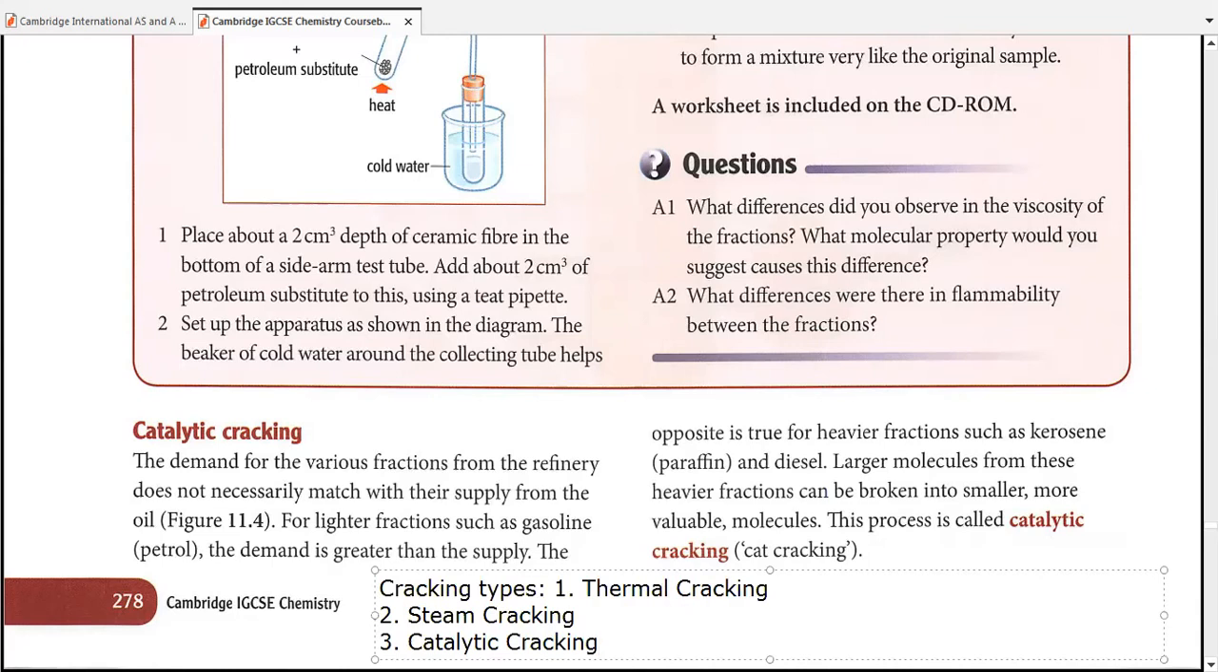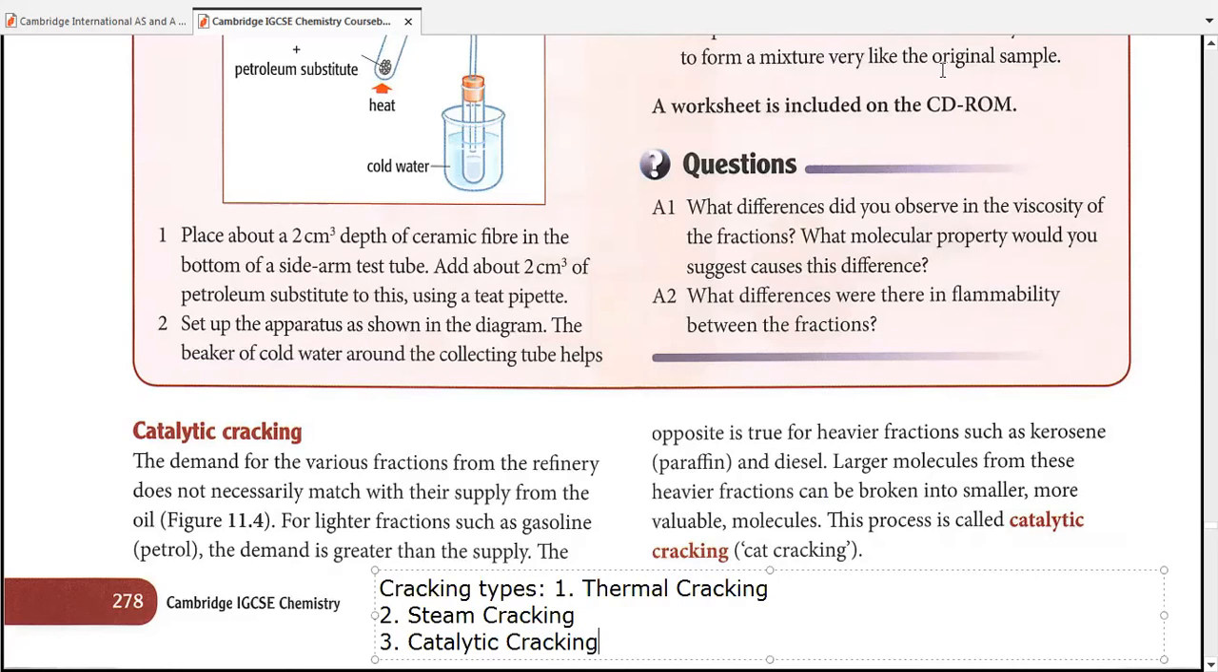ठीक है? मैं इसे मजाक के तौर पे कहता हूँ बिल्लियां तोड़ना. ठीक है? So as the word cracking suggests, हम larger molecules को break down करेंगे smaller molecules में, and as the whole term catalytic cracking suggests, we're going to use catalysts in order to speed up our cracking processes. ठीक है? बहुत simple सी बात है.